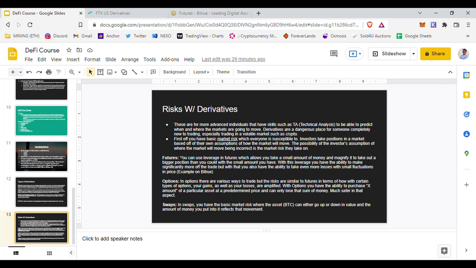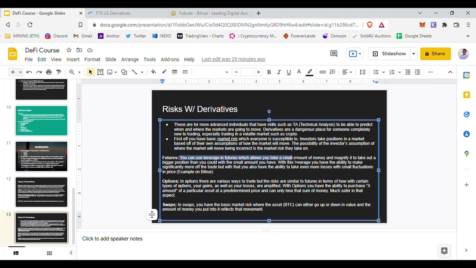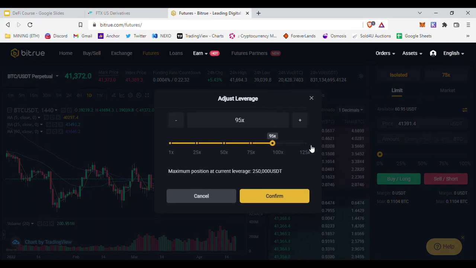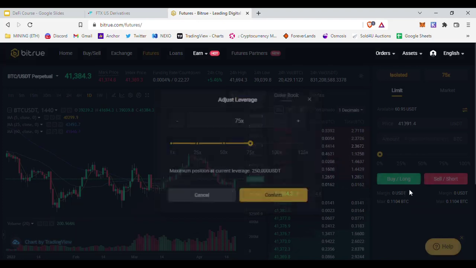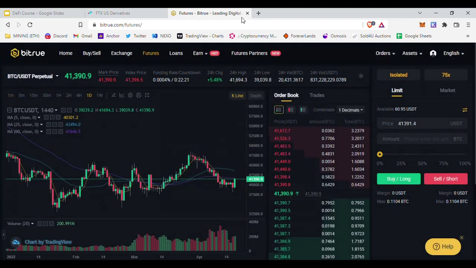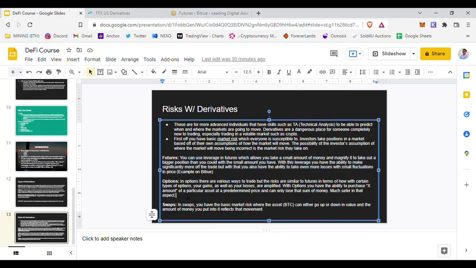Firstly, with futures, you can use leverage, which allows you to take a small amount of money and magnify it to take out a bigger position than you originally could. With this leverage, you have the ability to make significantly more off of a trade, but you also have the ability to take even more losses with small fluctuations in price. That's what I mean by leverage. You're taking out 125x, but depending on whether you took out a long or short position, if the price moves in your favor you're going to make a lot, but if it goes against you, you're going to lose a lot. Not financial advice.